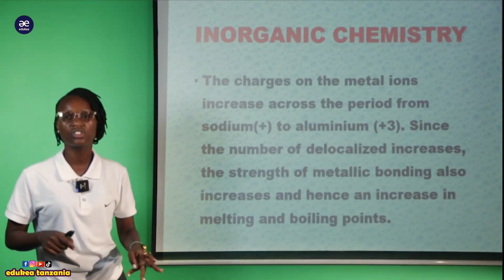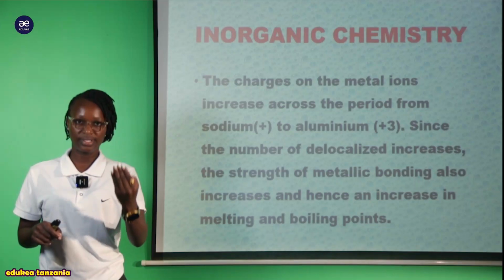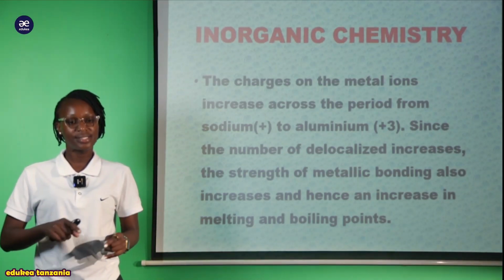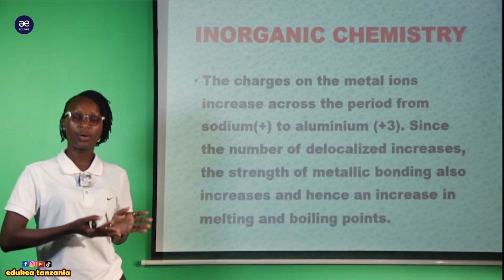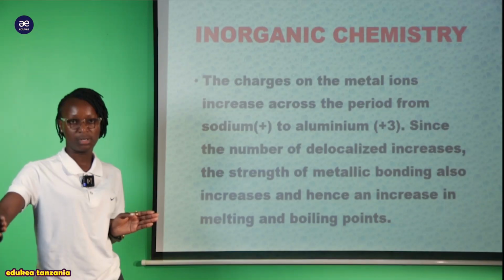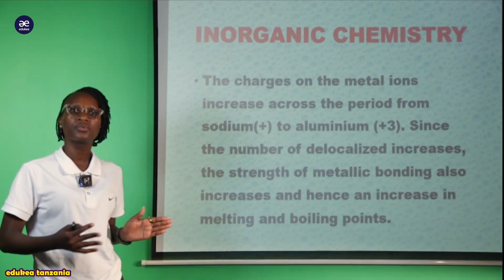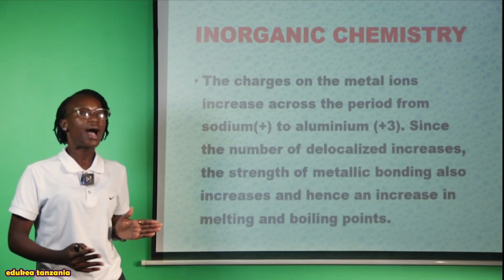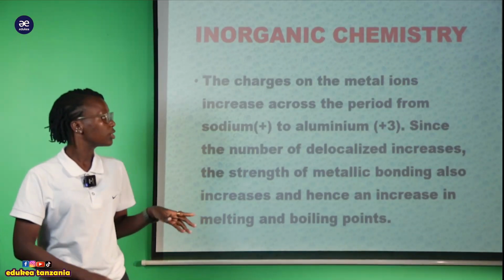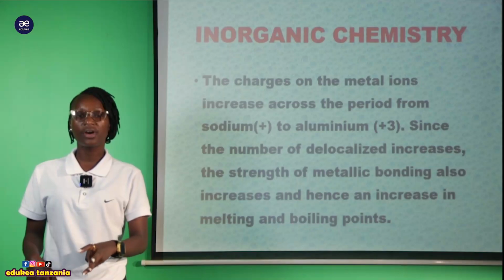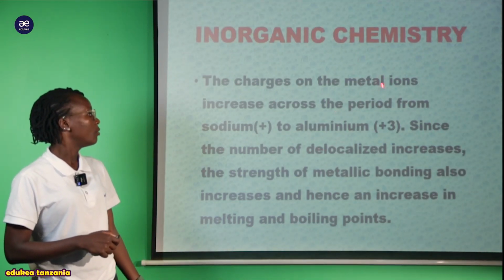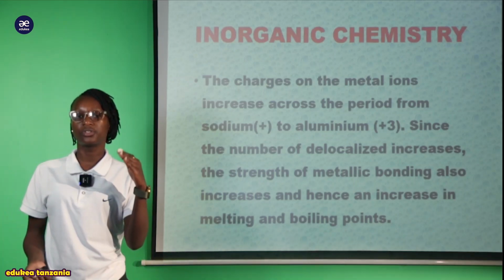For instance, we have 3 electrons, 2 electrons, 1 electron, whatever. Sasa tunavyoangalia from sodium, magnesium to aluminium, this is across the period. Ina maana ni the way tunavyo move kutoka kwenye left side of the periodic table to the right side of the periodic table. So you can see as you move from sodium, magnesium, aluminium, the metal ions increase. Metal ions ndio hizi charge ambazo unaziona, the sodium ion ambayo sodium obviously ana positive 1, lakini pia aluminium ana positive 3, magnesium ana positive 2.